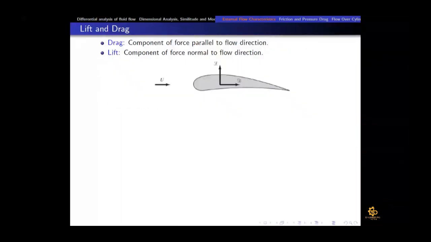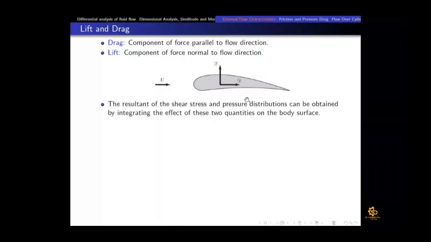So I have tried to explain in detail how drag and lift are generated due to the interaction of fluid with the body, right? Drag force is the component of force parallel to the flow direction, and lift force is the component of force normal to the flow direction. The resultant of the shear stress and pressure distribution can be obtained by integrating the effect of these two quantities.